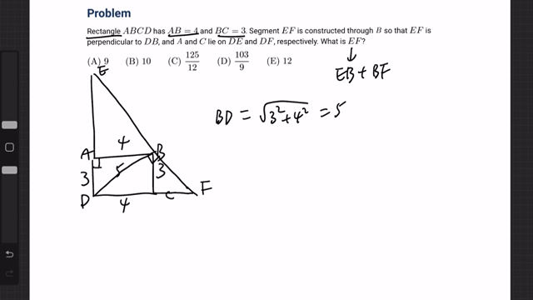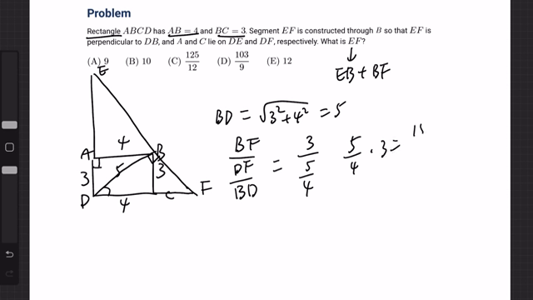And we see another right triangle, BDF, that shares the same angle with triangle BDC. Therefore, it's reasonable to say that BF to DF to BD equals 3 to 5 to 4. We already know the length of BD, which is 5, so we can get the length of BF. 5 over 4 times 3 equals 15 over 4 is the length of BF.